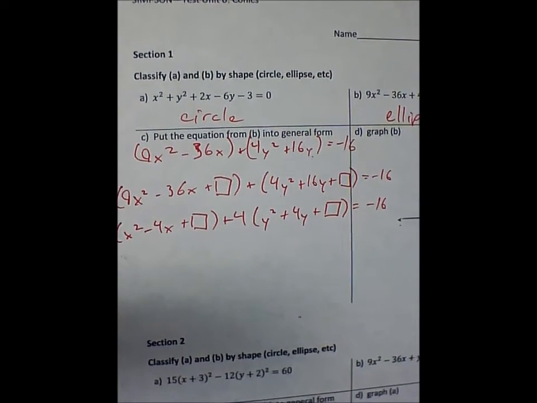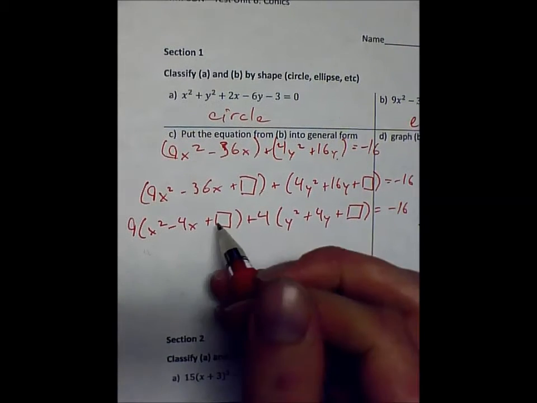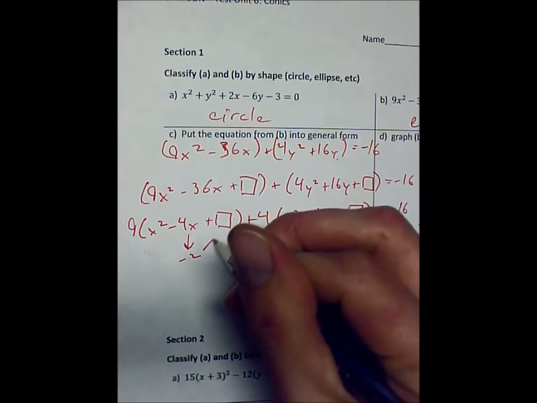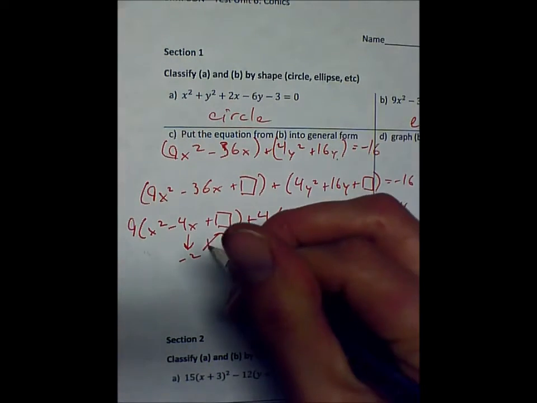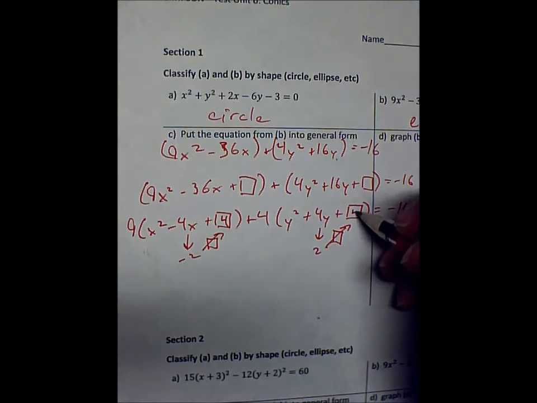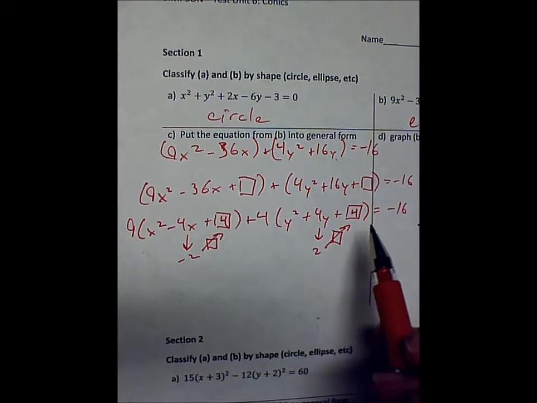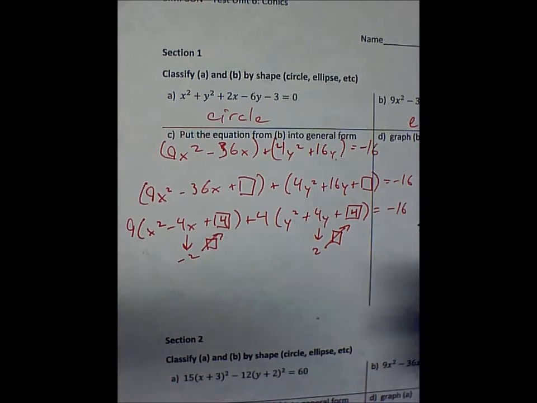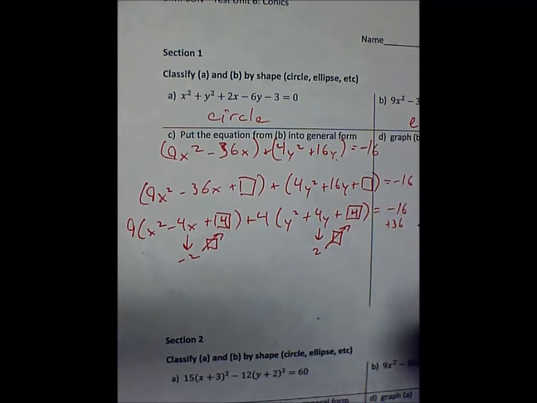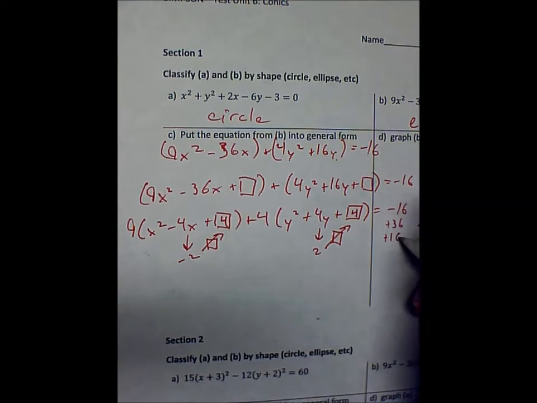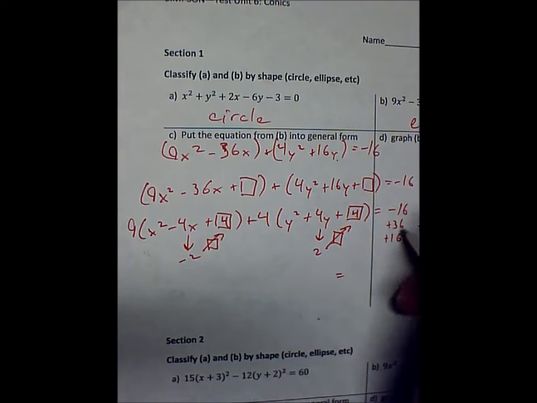And now drop this down, cut it in half, and square it into the hole. Plus 4, plus 4. Now I have to make sure I add the same thing to the right hand side, so that's not really a plus 4, it's multiplied by 9, so it's plus 36. And this is plus 4 times 4, so plus 16. So those add up to, the 16s cancel, 36.